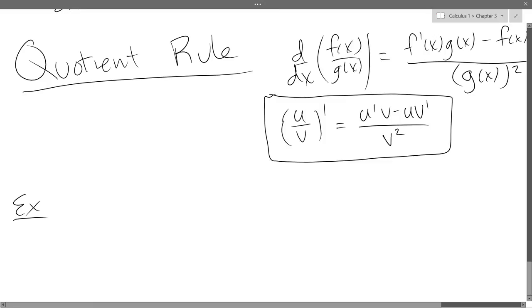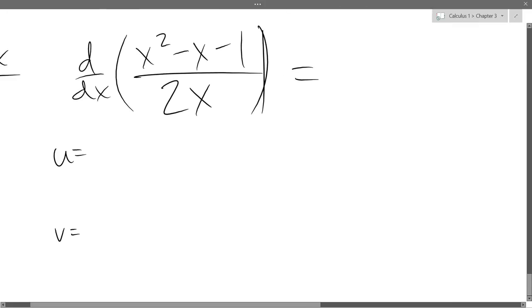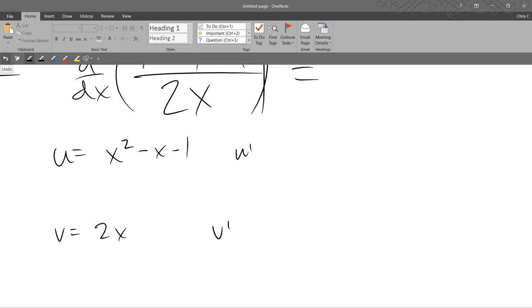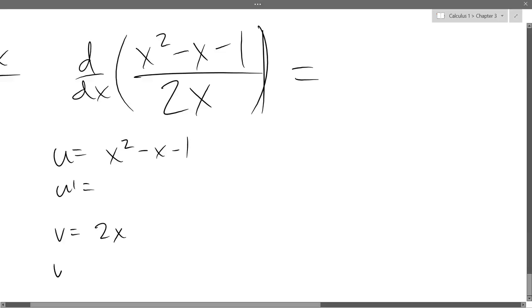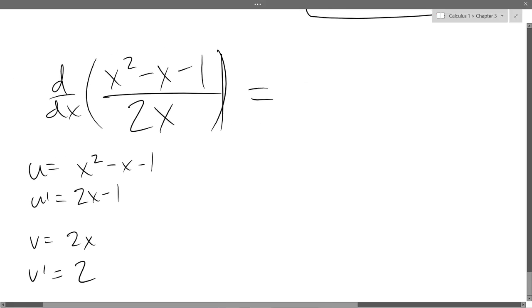So we did an example of the product rule, we'll do one with the quotient rule. So you can write down U and V, U prime, V prime. Actually, I'll write them below. I left enough space. So go ahead and write it out. And I do want you to simplify this down as much as you can.